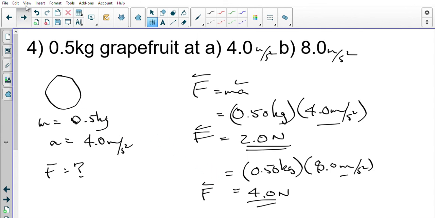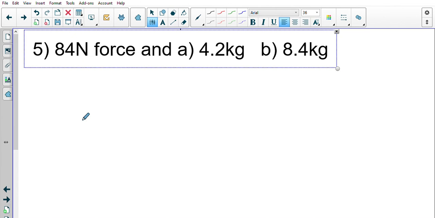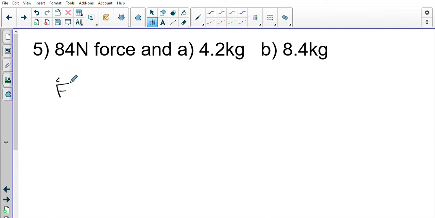All right, that's number 4. Let's go to number 5. So again, here we're dealing with the situation F equals ma, and so we'll take away 1, give us the other 2, and calculate the third. So here we have an 84 newton force and 4.2 kilograms and 8.4 kilograms, and I'll leave the 12.6 kilograms to you. All right, so our force is equal to 84 newtons.